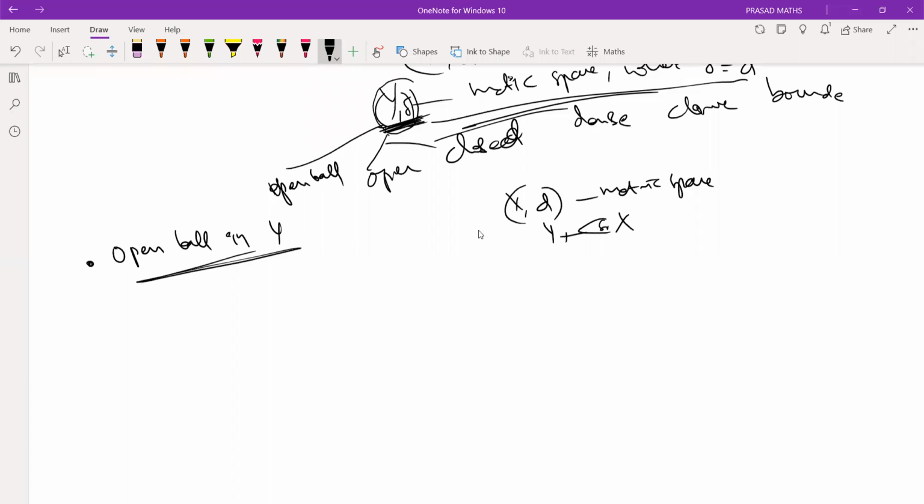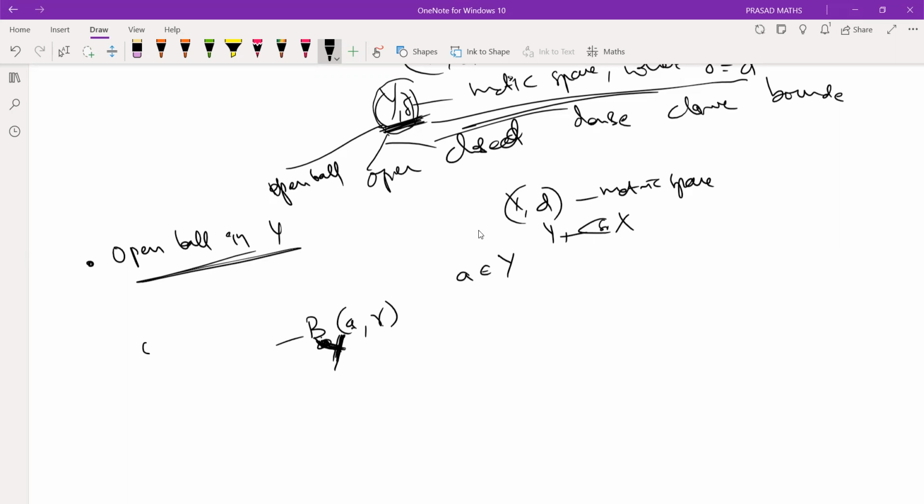Y is a subset of X. Suppose you take any point A in Y. What is an open ball centered at A with radius R with respect to the subspace metric? This is the notation: open ball centered at A, radius R with respect to the subspace.